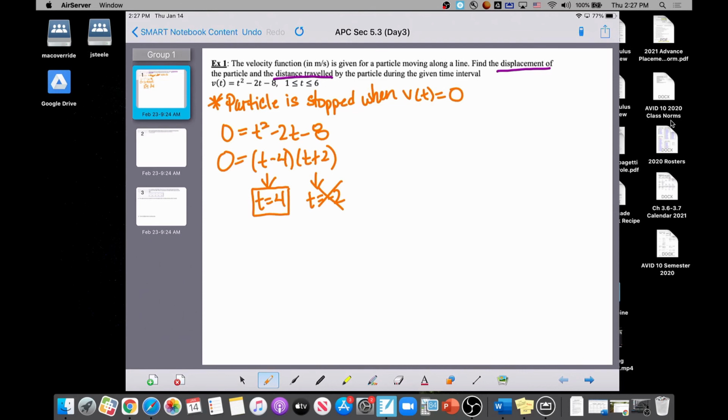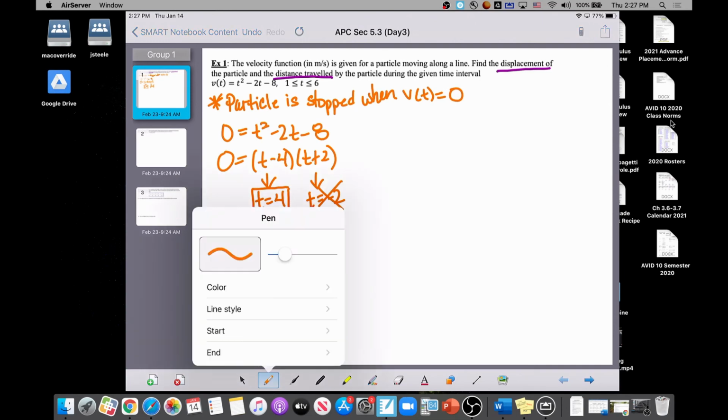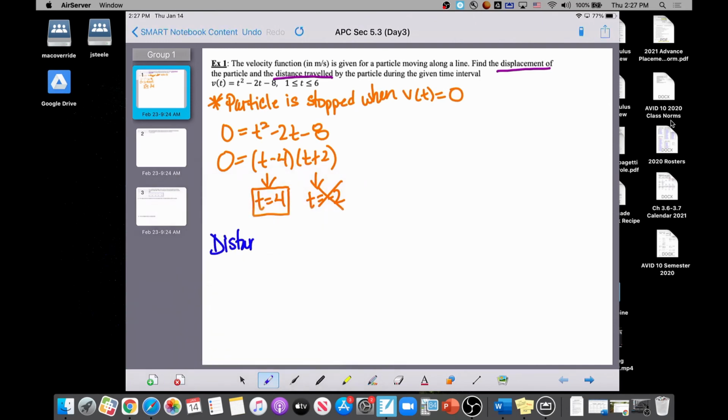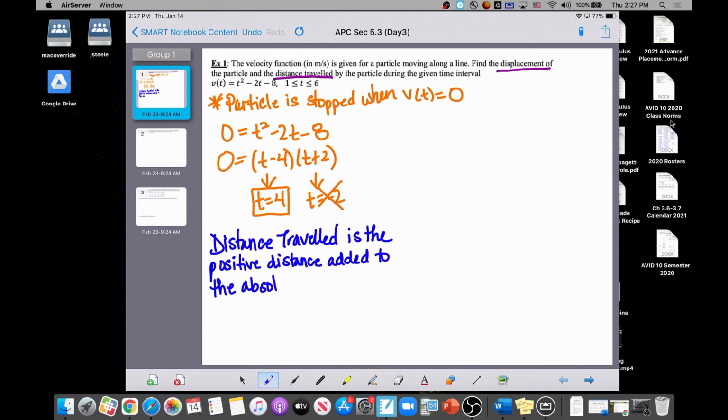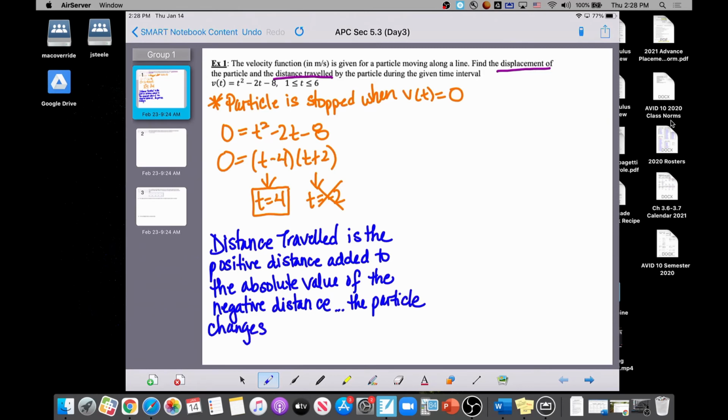Okay, so let's begin by trying to find the distance traveled by our particle. And remember, I said that distance traveled, let's write this down, is the positive distance added to the absolute value of the negative distance. And just a reminder, the particle changes direction when it is stopped. So that's why we figured out when it was stopped first.